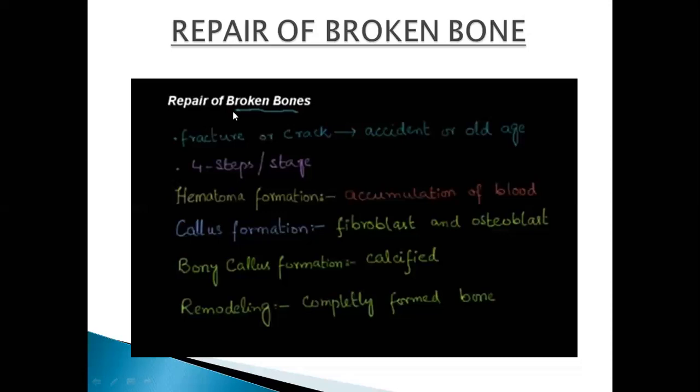Now come towards the repair of broken bones. If any one of them, the simple fracture, compound fracture, or complicated fracture has happened, then what to do next? How can we repair the bones? Okay, so here are 4-step stages given that are useful to repair broken bones. Hematoma formation, number 1. Number 2, callus formation. Number 3, bony callus formation. And number 4, remodeling.